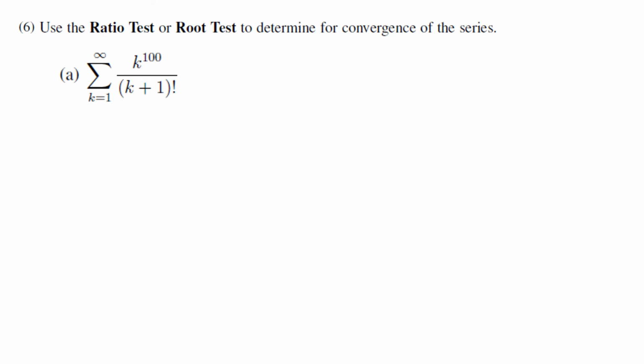The problem says use the ratio test or the root test. You can use only the ratio test or the root test to determine the convergence of the series. What you notice is that factorial term. The factorial term tells you that this is a nice candidate for the ratio test. Factorial means a ratio test. That's how we remember. Not always, but that's the major situation.